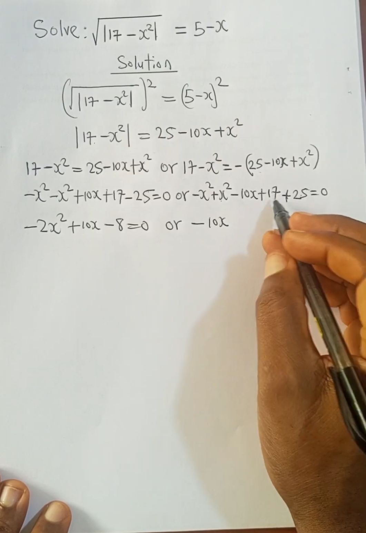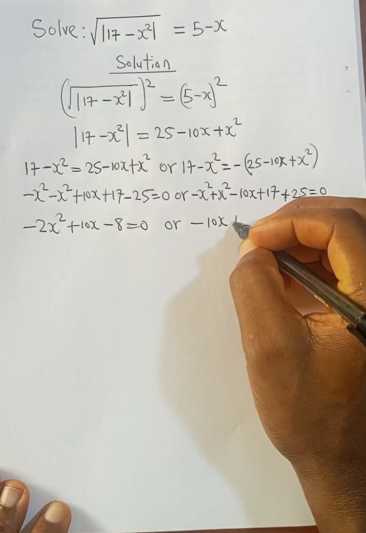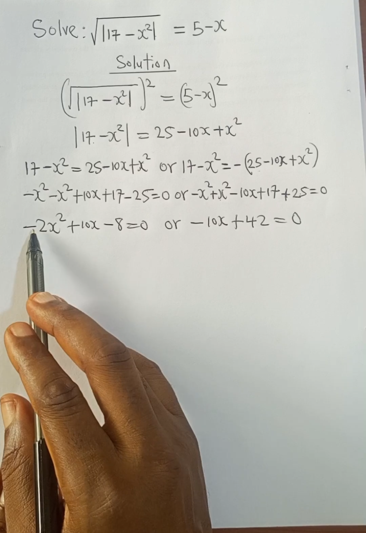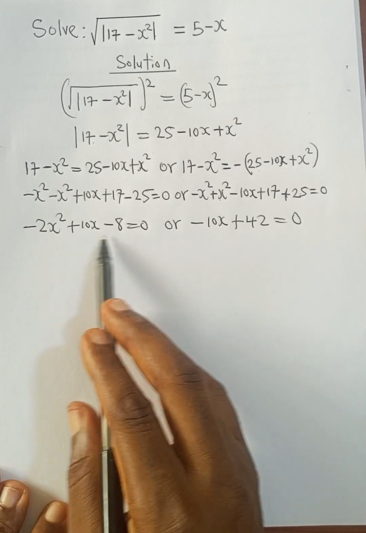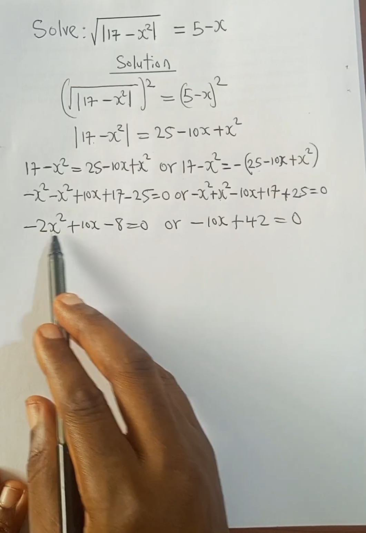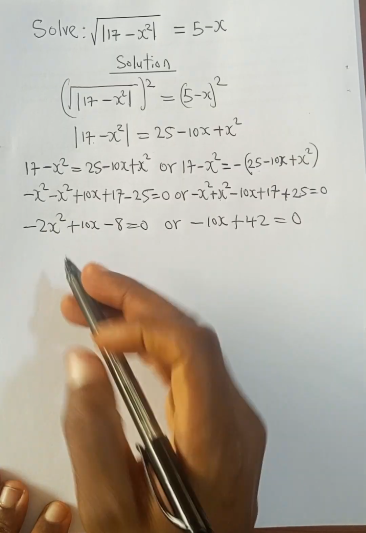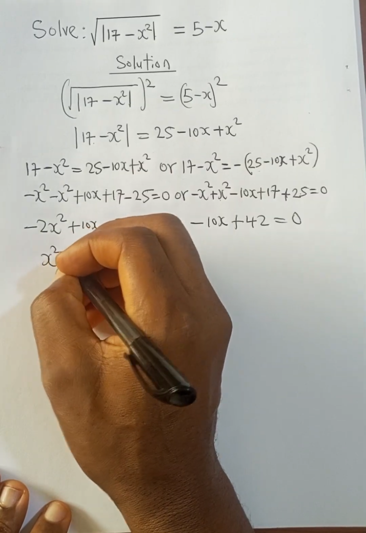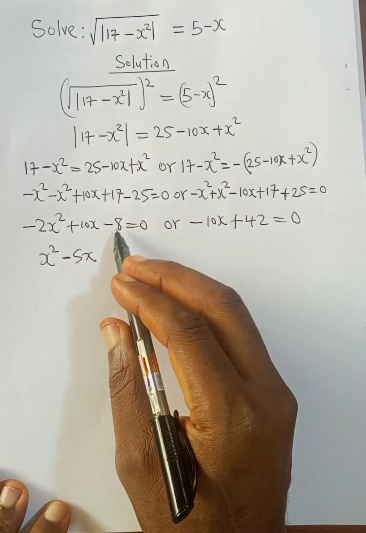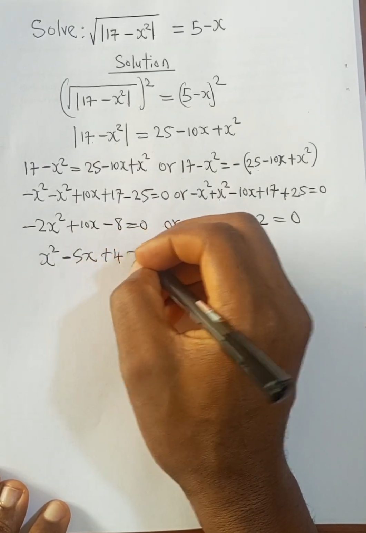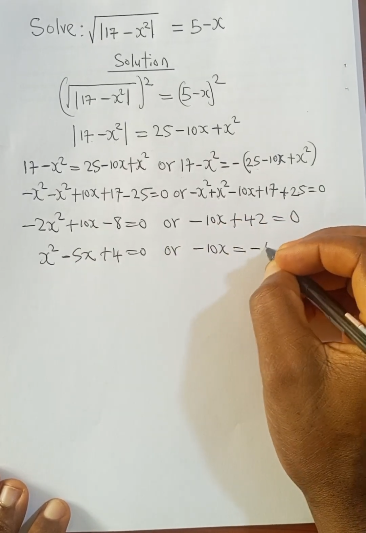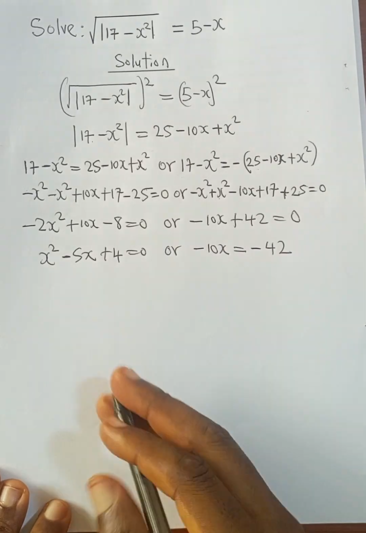Because we can solve it here, this will give us plus 42 equals 0. Now, to do away with this minus, and 2 is common here, we can divide through by minus 2. Divide this with minus 2, divide this with minus 2, divide this with minus 2. If you do that, you will get x squared here. Divide this with minus 2, you will get minus 5x. Divide this with minus 2, you will get plus 4 equals 0. Or we have minus 10x equals minus 42. I'm just solving both of them as we are going.